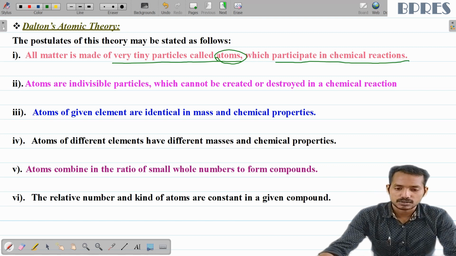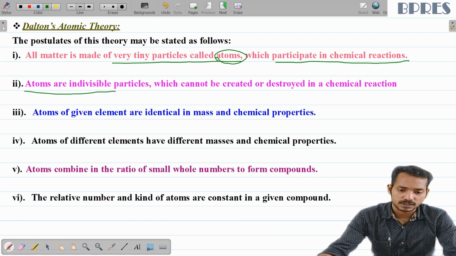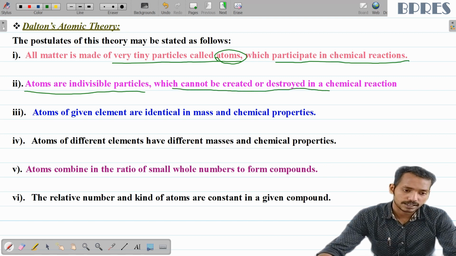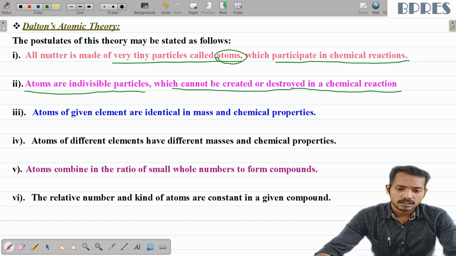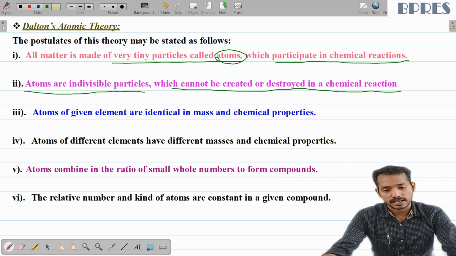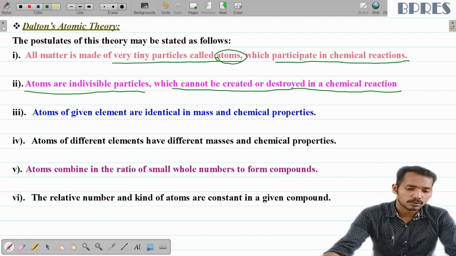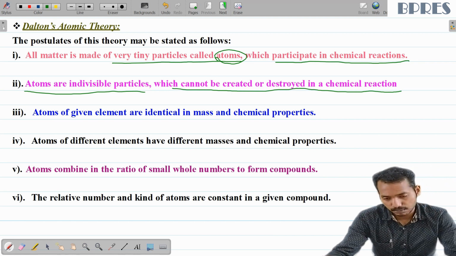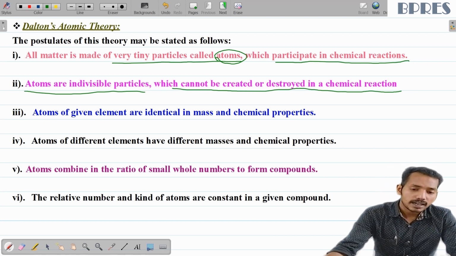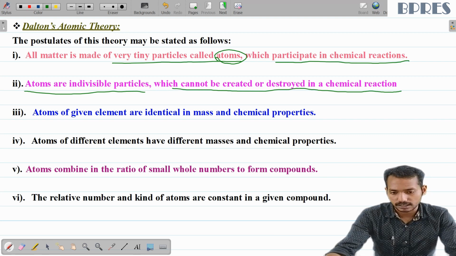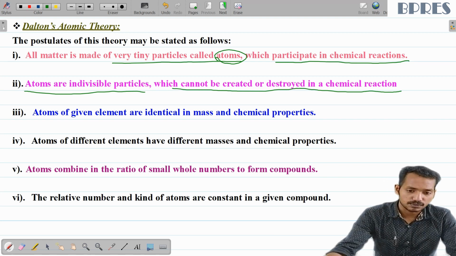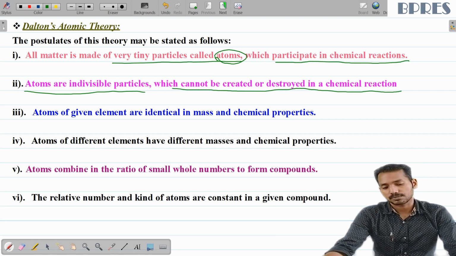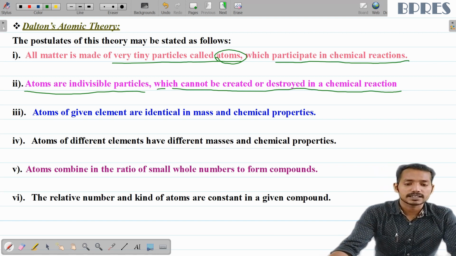The second postulate is that atoms are indivisible particles which cannot be created or destroyed in a chemical reaction. Atoms are indivisible according to him, but nowadays, according to modern study, atoms are divisible. We will discuss that in detail in the next chapter. But at that time, while he was proposing this theory, the atom was considered an indivisible, fundamental particle which can neither be created nor destroyed.